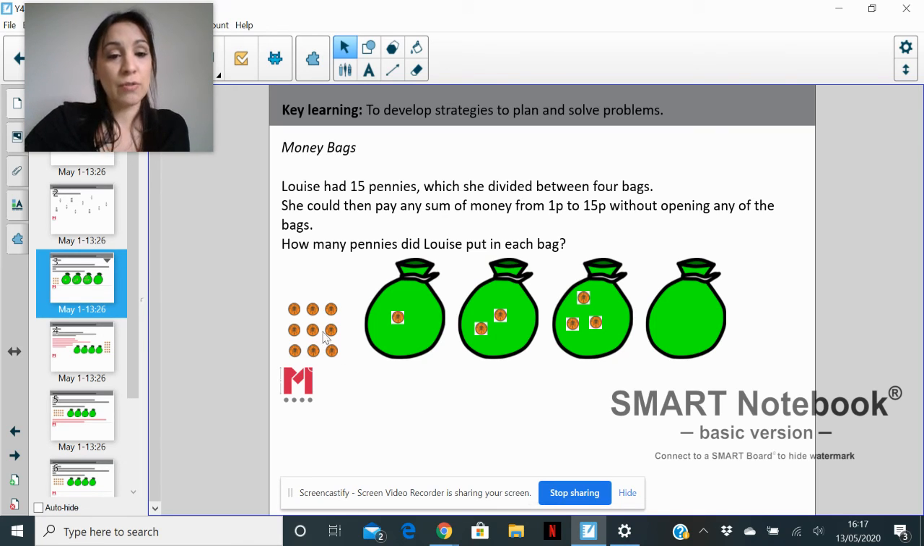Okay, so you've got to divide all of those 15 pennies into the money bag, no pennies left over, and you've got to make sure you can make a total of every number between 1 and 15. Okay, there is a solution, and I will see what you guys send in to me and possibly give you the answer next week.